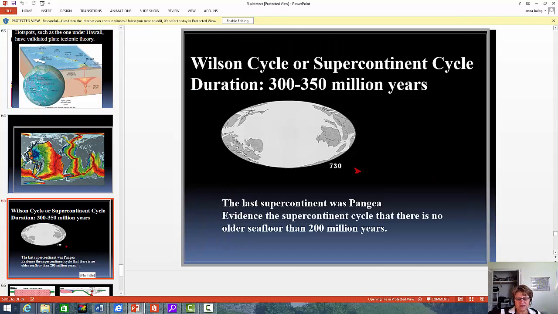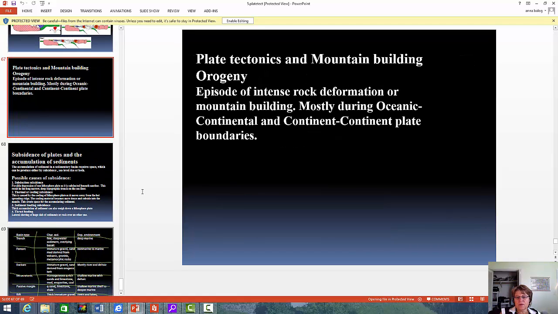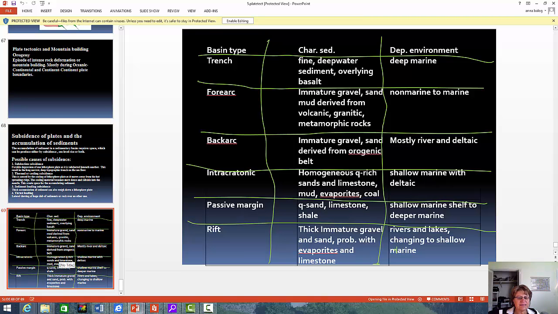And the Wilson cycle is extremely important. Understand what is the supercontinent cycle. Wilson cycle equals supercontinent cycle. We're going to learn a whole lot about it afterwards, so it's important. What is orogeny, collision? You got to know these words. And here is the subsidence. I might ask you because it's different from last semester. So you should know the subduction, thermal cooling, sediment loading, and thrust loading. And these are the different sedimentary basins. You also have to understand what kind of sediment could you have in them. Okay, so that's about plate tectonics.